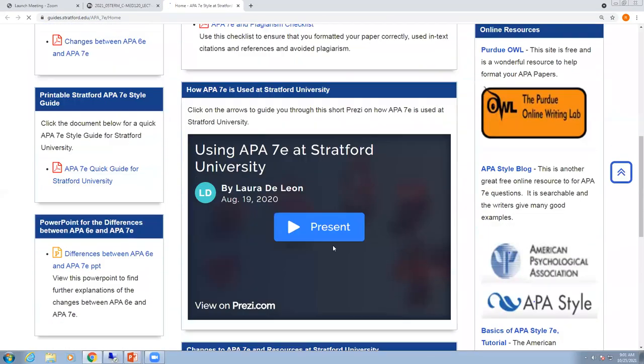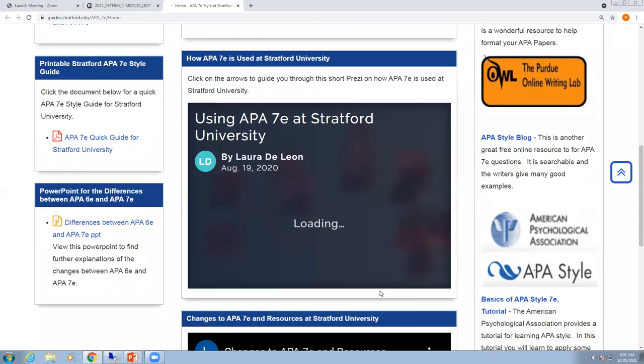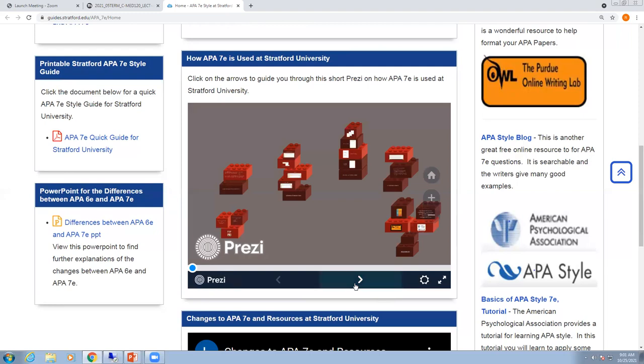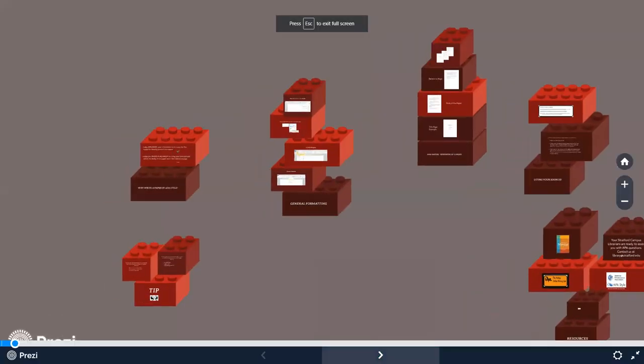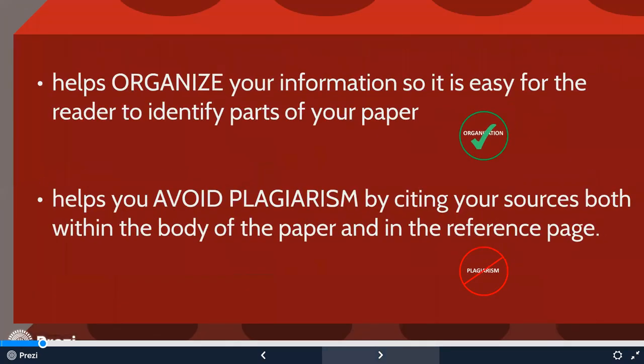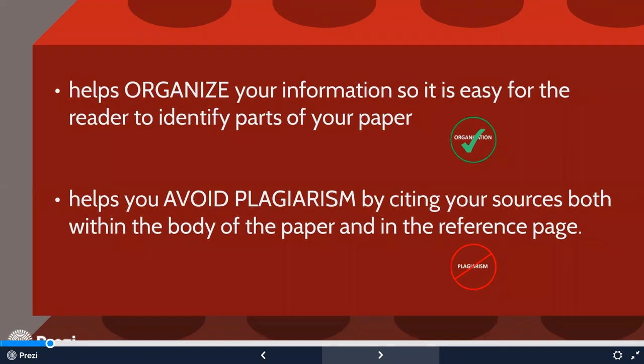And you might ask yourself, why do we use APA? Well, we're just going to go through a short presentation on that so that you get an idea of why we use it here at Stratford University. The first two things that it does is it helps you organize your information. So when your instructor is reading your paper, they know where the different parts of the paper are. It's easy for them to pick out. The other thing that it does by writing your paper in APA format is that it helps you avoid plagiarism because you're citing sources both within the body of the paper as well as in the reference page.